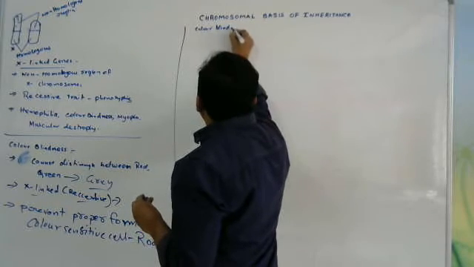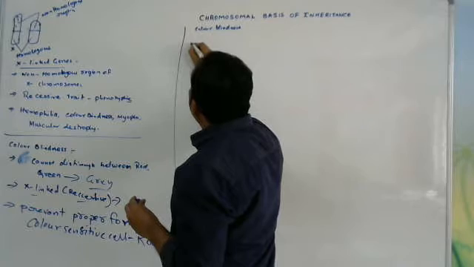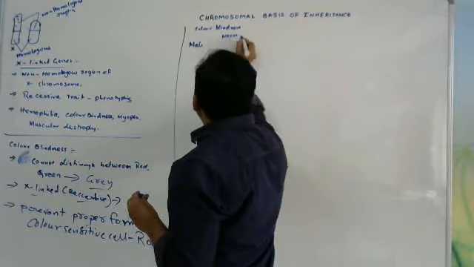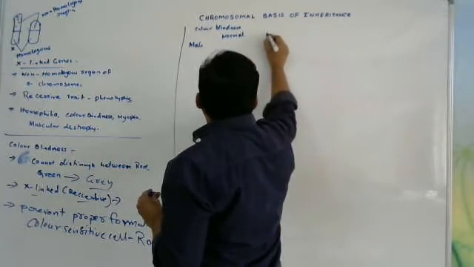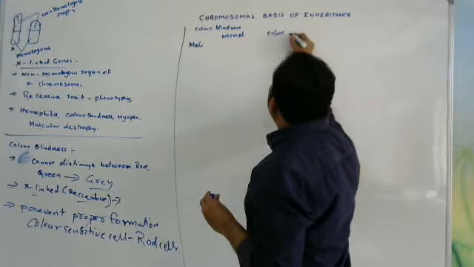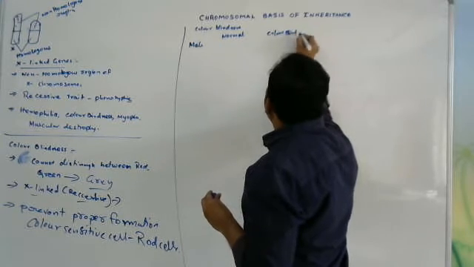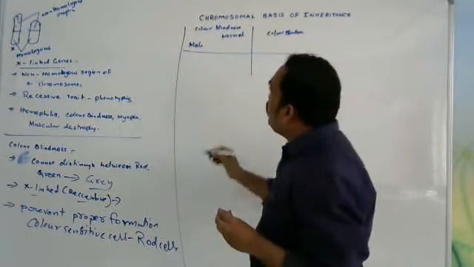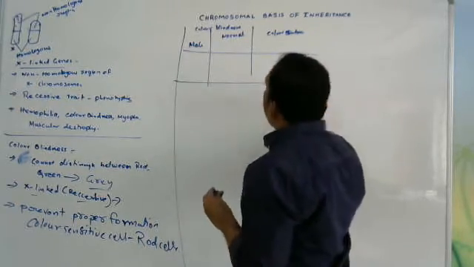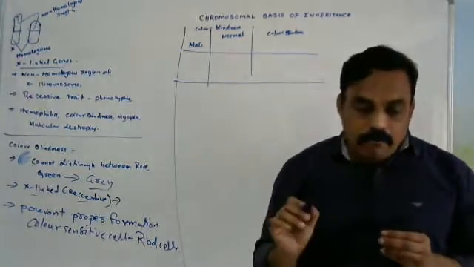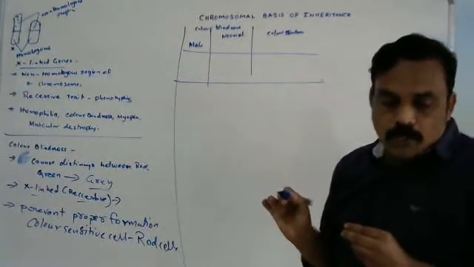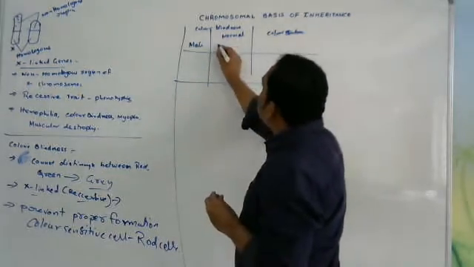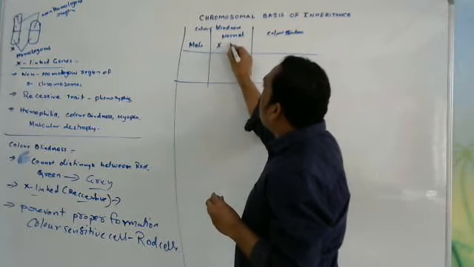Generally, here we have to write a normal male, and those who suffer from color blindness. We will observe how the genes are located, the genotypes in them. First we have to observe in male. Male chromosomes are X and Y.